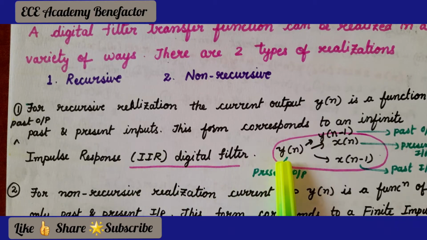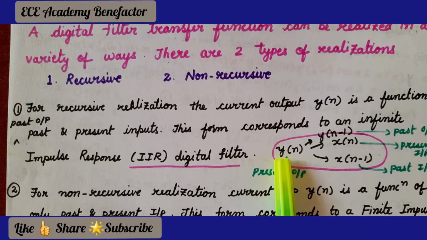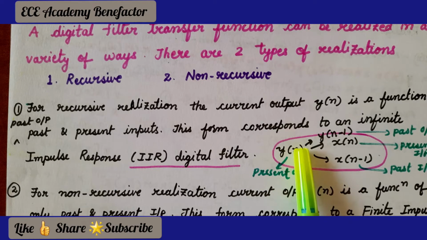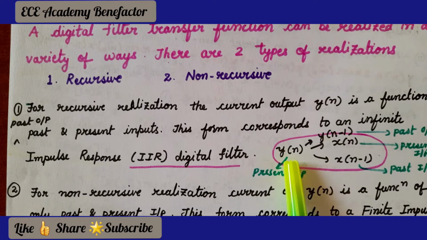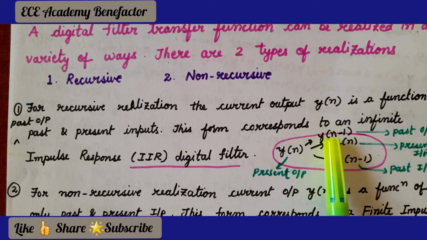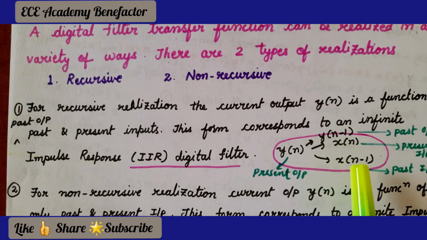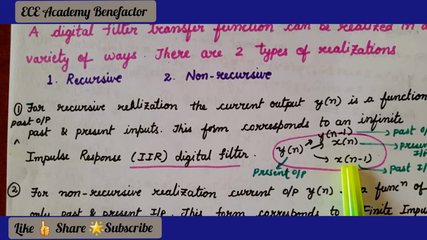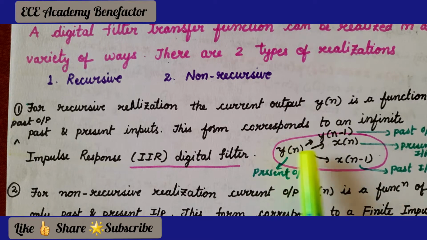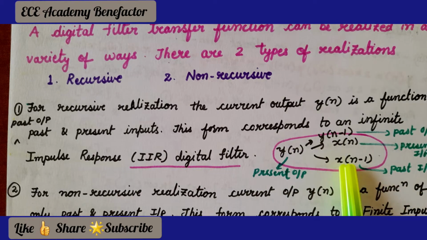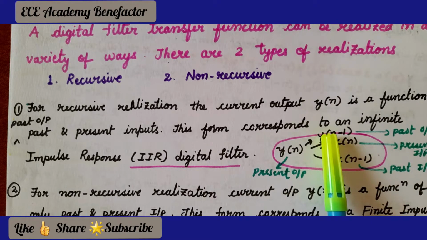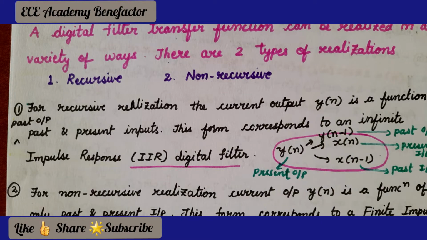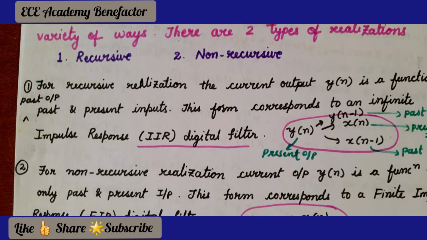So here symbolically we can write y of n is the present output. The present output is depending on past output, present input and past input. So when the output is depending on present input, past input and past output, we say it is a recursive realization and it is used in IIR digital filter.